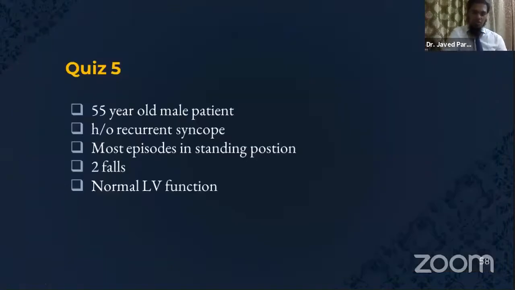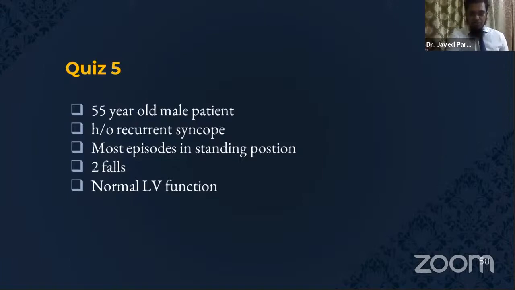The last question for my talk. So this is from a 55-year-old male patient, history of recurrent syncope, and most of the episodes occurred in standing position. There is history of two falls, and the LV function was normal. So, middle-aged patient, recurrent syncope, and syncope occurred in standing position.